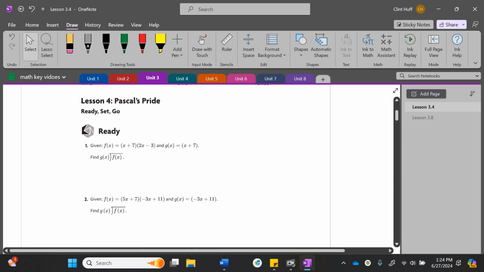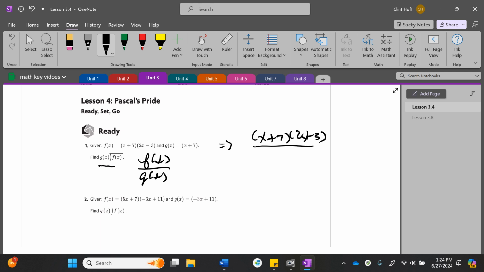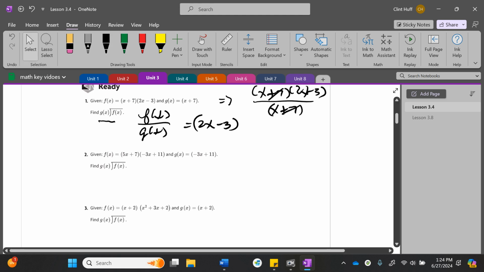Let's do lesson 4, Pascal's Pride. Okay, we're doing division problems. And this form right here of g at x divided into f at x means that our numerator is f at x and our denominator is g at x. So if we write this problem in that form, and we put the numerator in as x plus 7 times 2x minus 3, and my denominator is my divisor, which is x plus 7, then you can see that this quotient will be 2x minus 3, because the common factor of x plus 7 cancels out in the numerator and denominator.